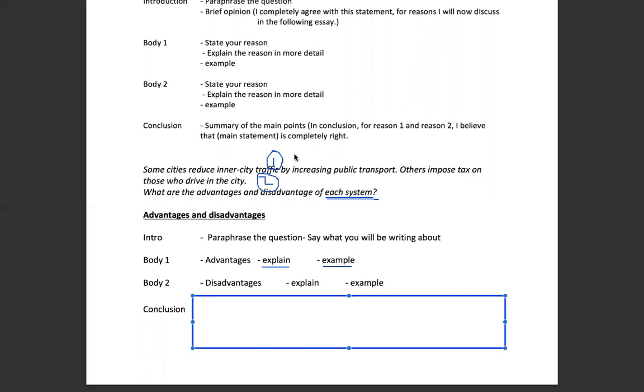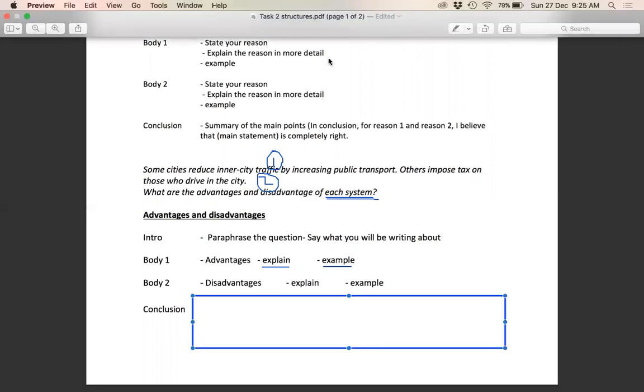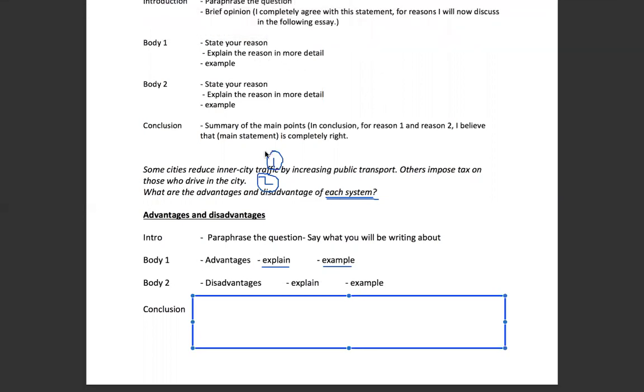Right, so if there's 2 things, we can do it in 2 separate ways. In body 1, we could discuss the advantages and disadvantages of both. And then in body 2, we could discuss the advantages and disadvantages of both. Or we could put the advantages of both in number 1 and the disadvantages of both in number 2. Right, so there's 2 ways to do this one. It's up to you.